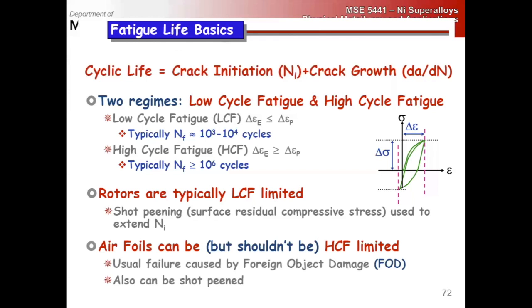Airfoils are not limited by low cycle fatigue. These can also be, and I'd say almost always are, peened. They would be high cycle fatigue limited, but typically they're taken out of service well before that happens. They have other failure mechanisms before then. So the life of the blade is high enough that we're worried about creep failure or coating spallation or other types of damage well before the high cycle fatigue limit is reached.